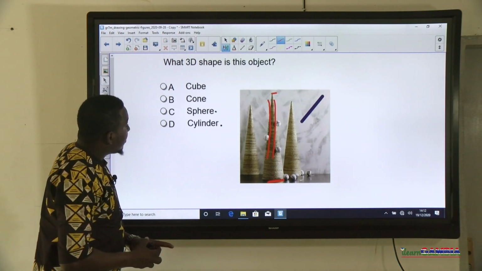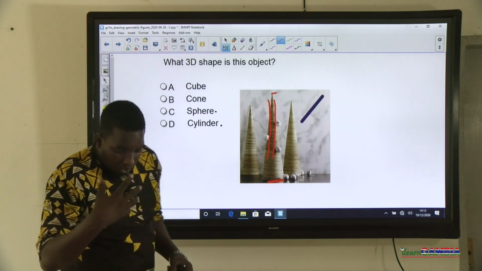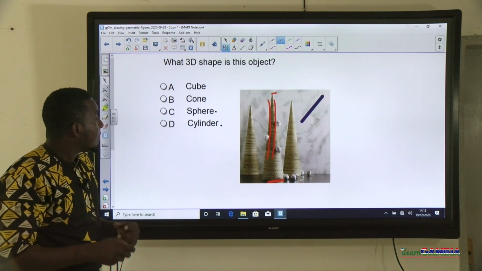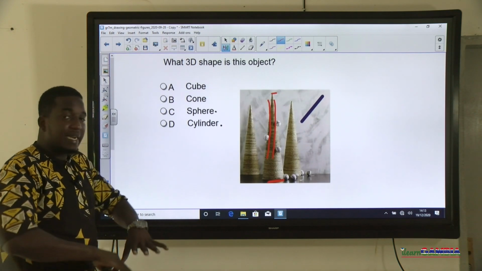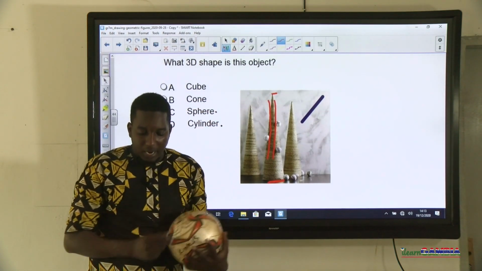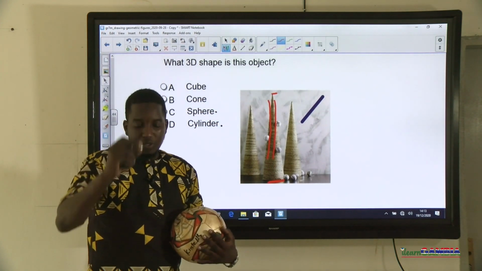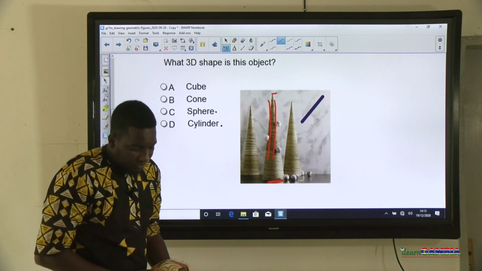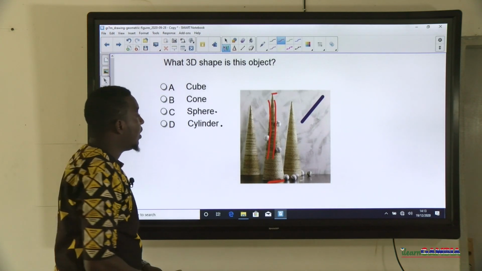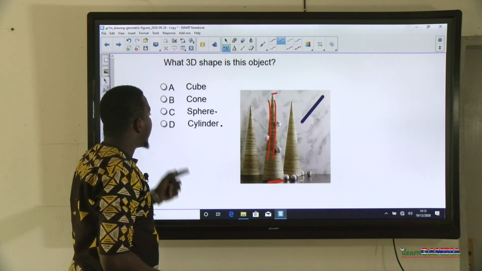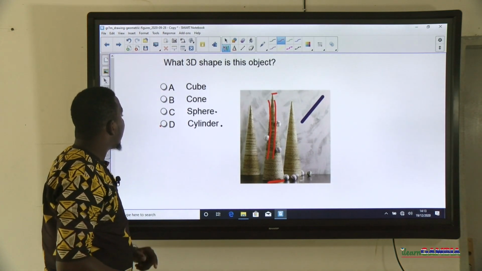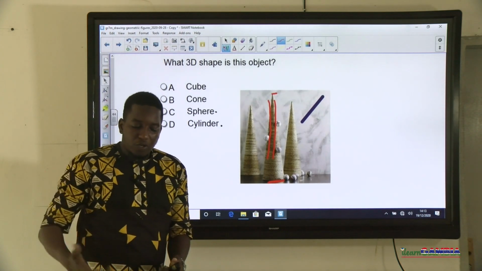The third option says it is a sphere. Now, what do we know about spheres? We said spheres are three-dimensional shapes or solid shapes that are perfectly round. Examples of that, we have a ball and also a marble. So these are examples of spheres, and they don't look like the picture that we have on the board. Then that means the picture doesn't look like a sphere. Then we move on to the last one, which is a cylinder. And we've also talked about cylinders.